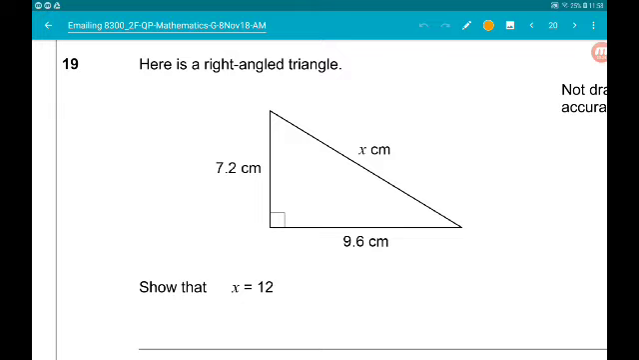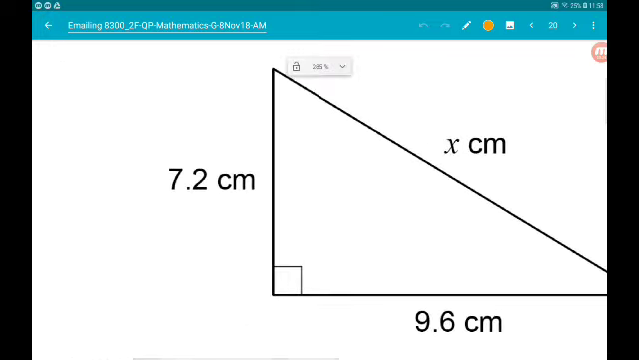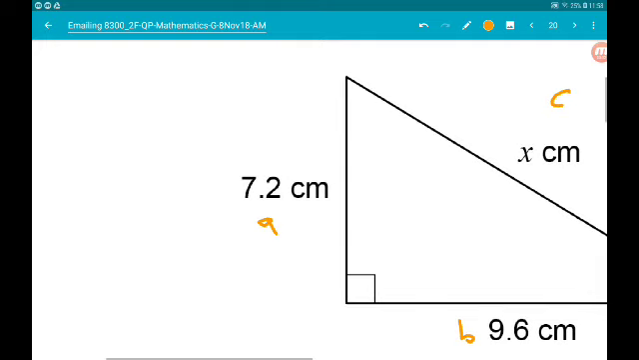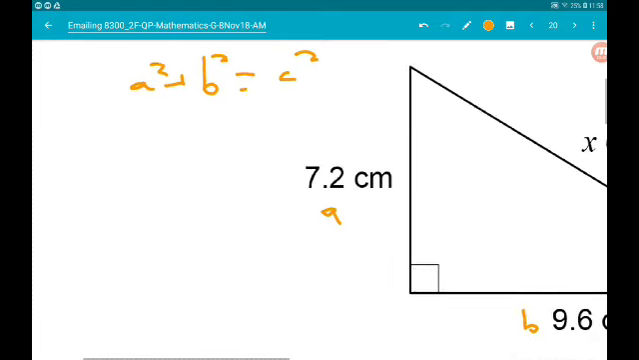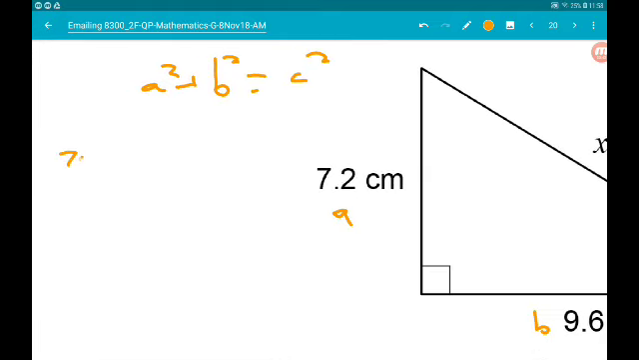Pythagoras. So if we call this side a and this side b, the hypotenuse is c. Pythagoras tells us a squared plus b squared is equal to c squared. Again, this is in my formula sheet. So we're going to do 7.2 squared plus 9.6 squared is equal to c squared.